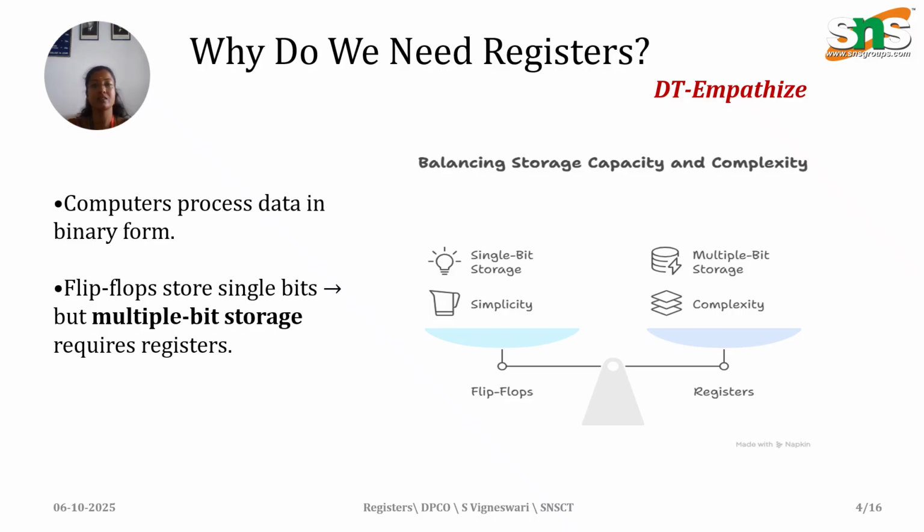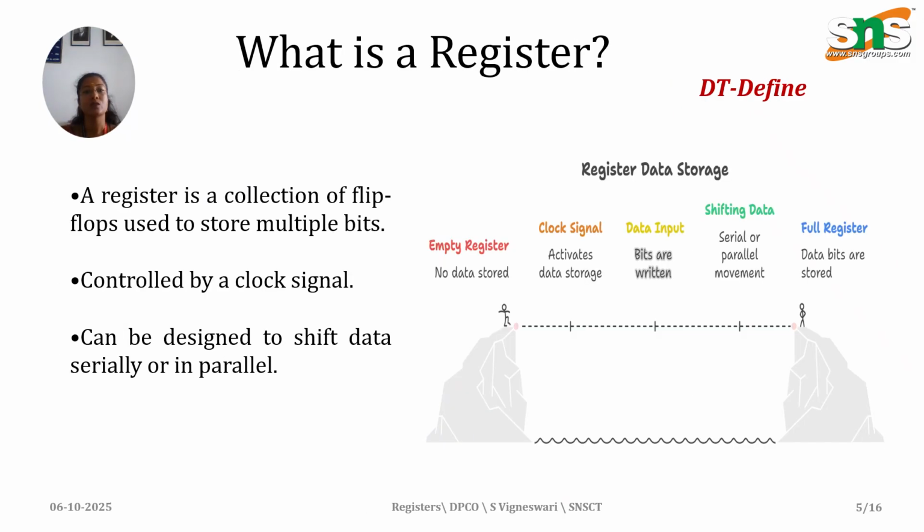As you can see, there is a balance between storage capacity and the complexity of dealing with those registers. A flip-flop is single bit storage and very simple, but a register is multi-bit storage and has a few complexities. So a register is a collection of flip-flops used for storing multiple bits, in sync with the clock pulse we apply. We are also going to discuss shift registers. What is a shift register? It is able to shift the data either parallelly or serially.